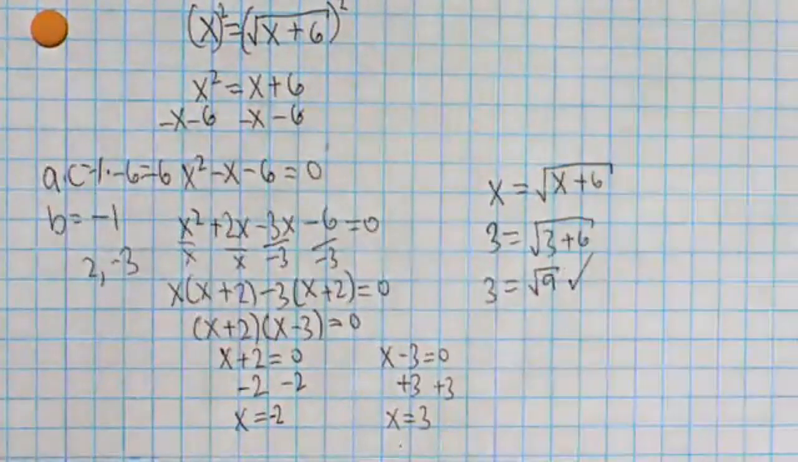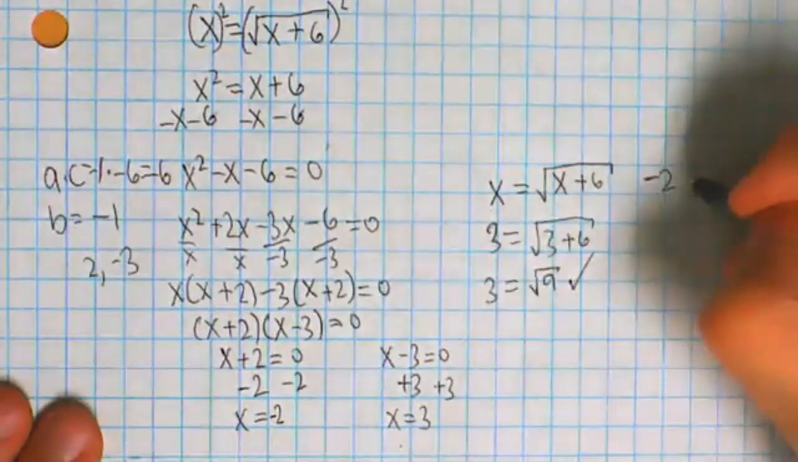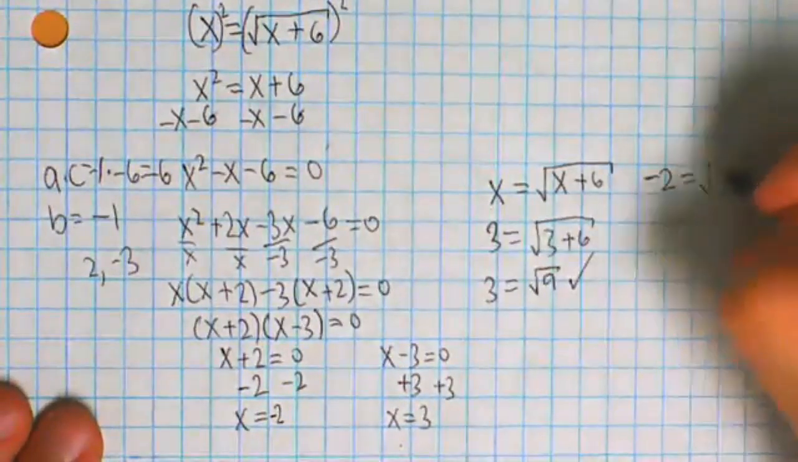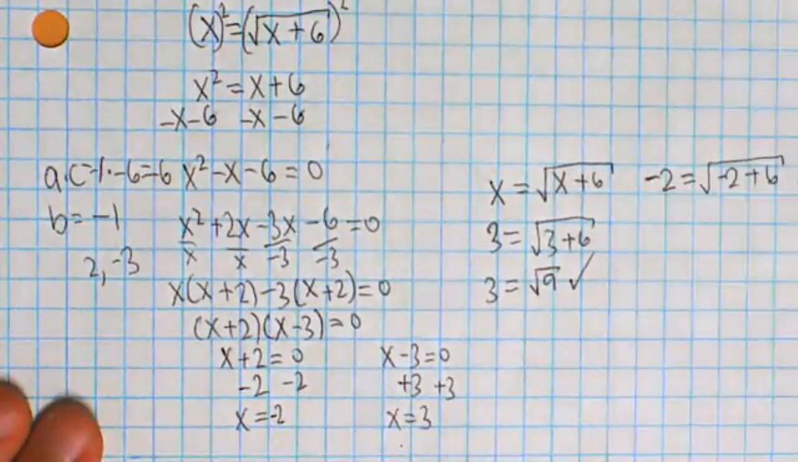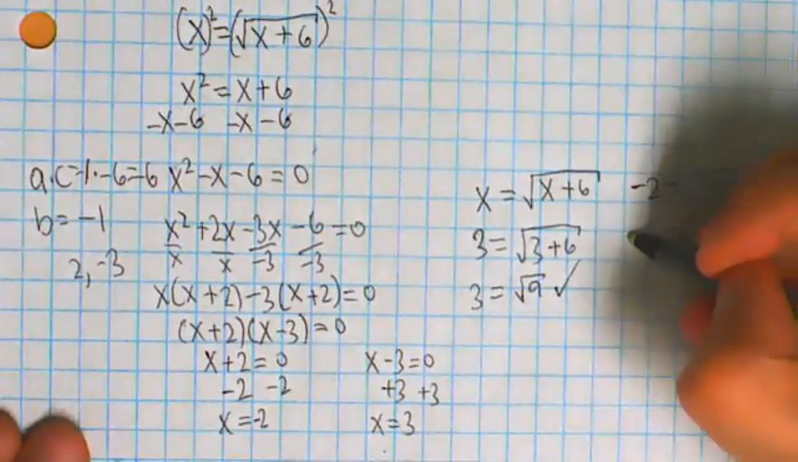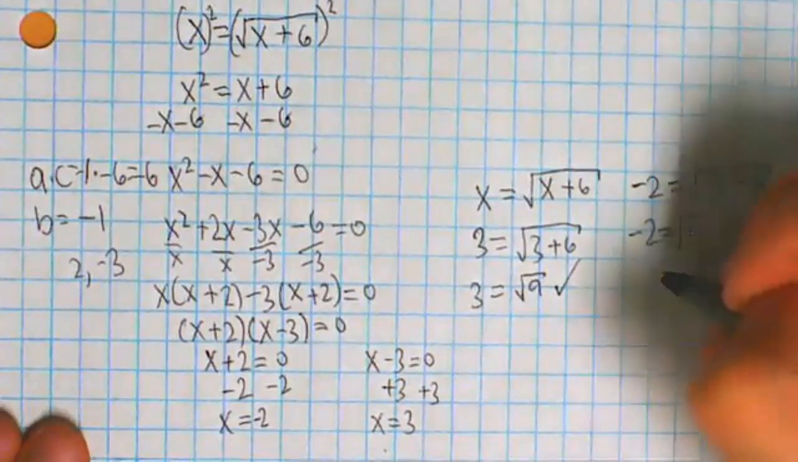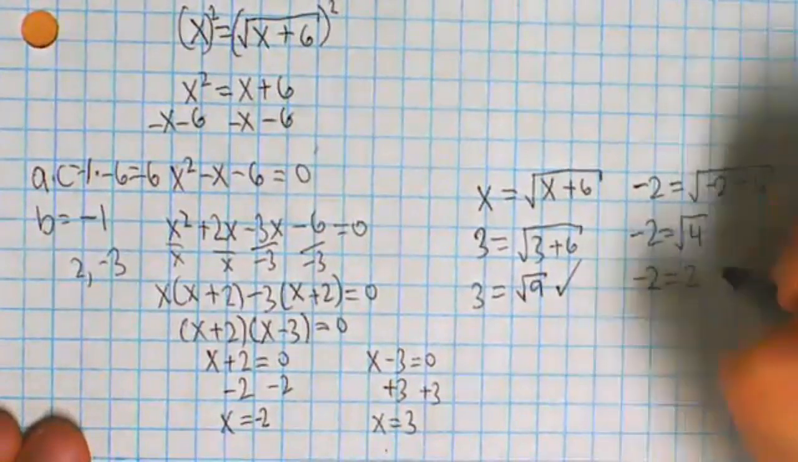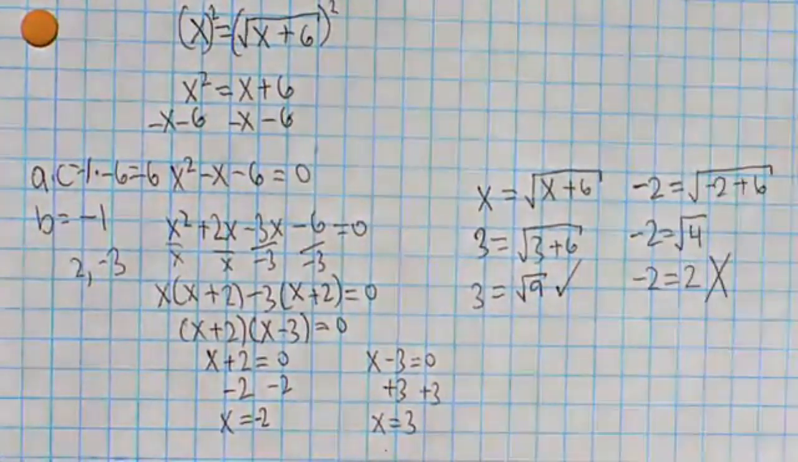Well, by process of elimination, obviously negative 2 is going to end up being our extraneous solution. But let's check out what happens when we plug in negative 2 for x. We have negative 2 equals the square root of negative 2 plus 6. At this point, you should already be thinking something is terribly wrong. Because if we add negative 2 to 6, we get the square root of 4, and the square root of 4 is 2. The square root of 4 is not negative 2.